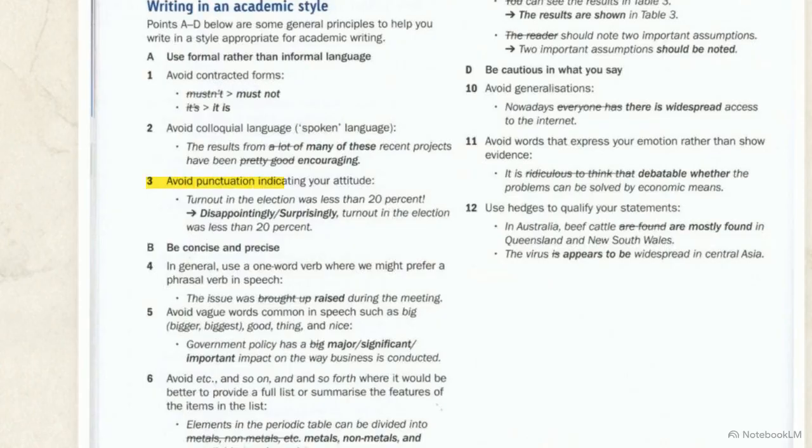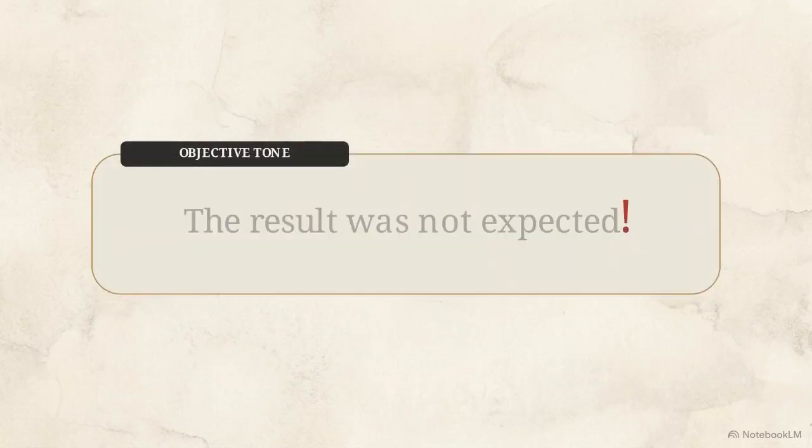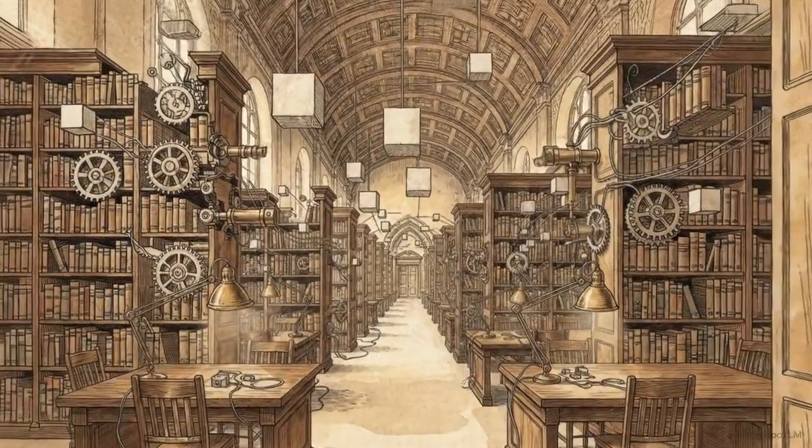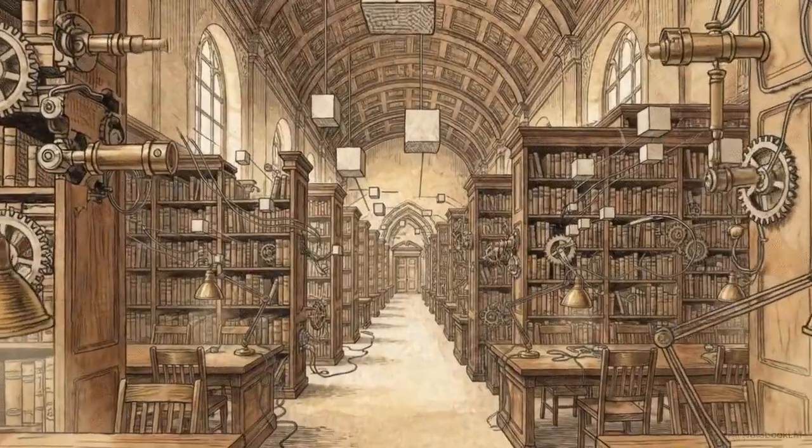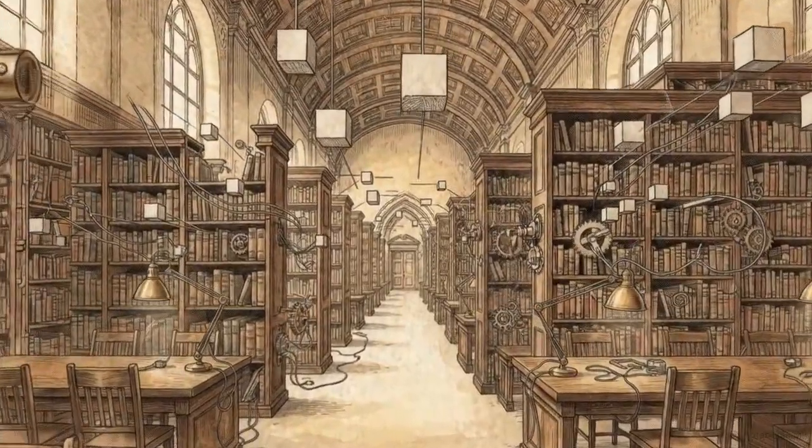The guide also points to punctuation. Look at point A3. Academic writing requires an objective tone, which means avoiding punctuation that indicates a personal attitude or emotional state, like exclamation points. Returning to our sentence, we drop the exclamation point. A simple period does the job. Stripping away contractions and emotional punctuation creates immediate professional distance, giving your text a baseline of academic objectivity.